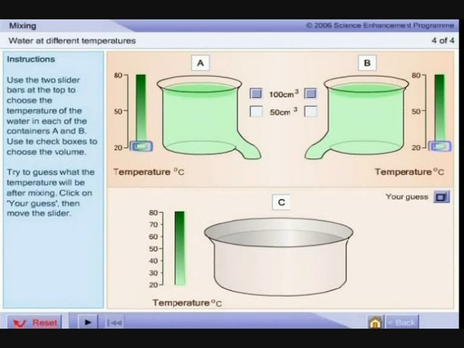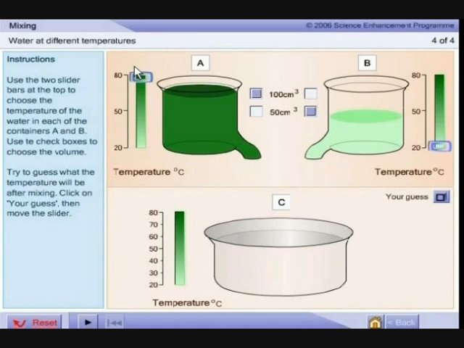Okay. Question 9. Let's have 100 cubic centimeters in beaker A. Let's have 50 cubic centimeters in beaker B. Let's have the 100 cubic centimeters in beaker A at 80 degrees centigrade, and let's have the 50 cubic centimeters in beaker B at 50 degrees centigrade. Okay, now this isn't going to be a nice number, but use the same logic as before. Good luck with it. That's your question. What will the temperature of the mix be?